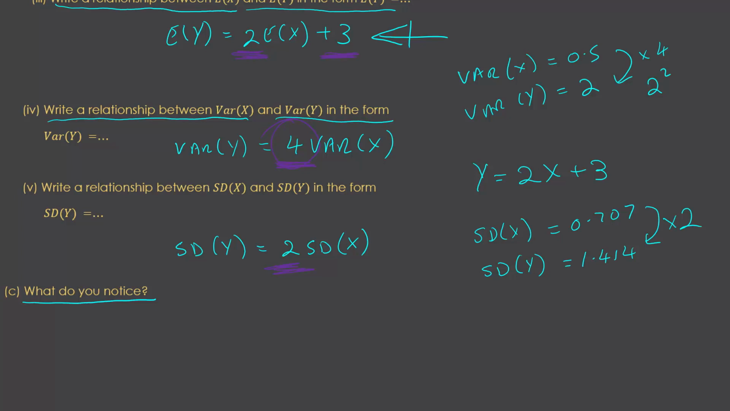So overall, we can say that expectation is affected both by multiplication. When we do ax plus b, it's affected by the multiplication here and the addition, whereas the variance and the standard deviation are only affected by the multiplication.